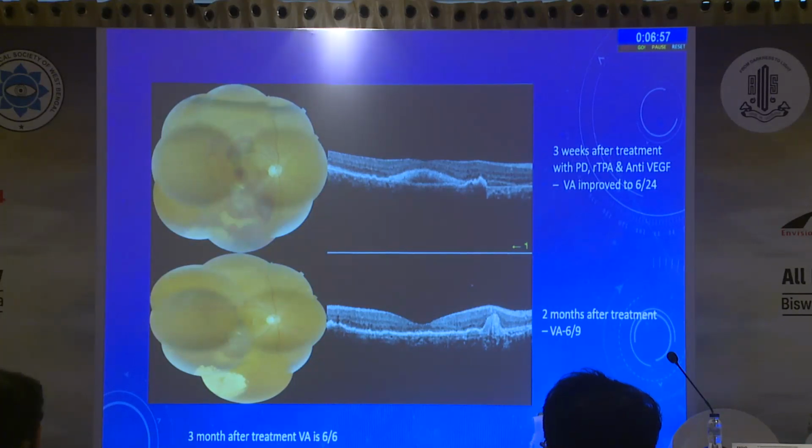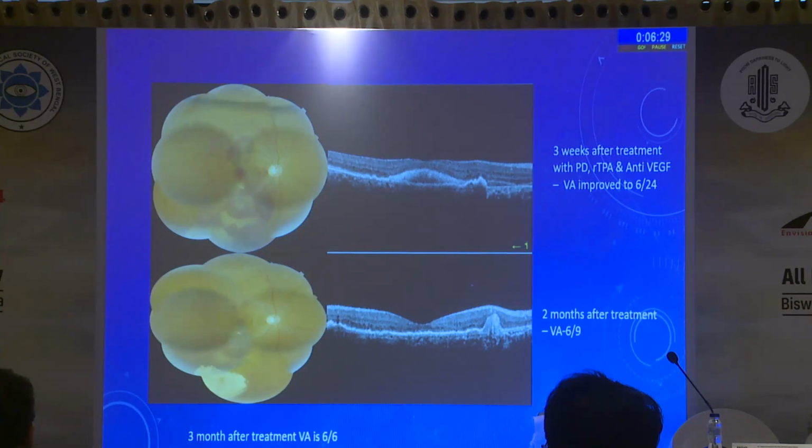After 3 weeks, you can see the hemorrhage has subsided pretty well, and the vision has improved to 6/24. We had given the loading dose of anti-VEGF following the surgery as well. After 2 months, it improved to 6/9, and at 3 months it was 6/6. The patient is pretty happy. So not necessarily all the time do we have to go for subretinal tPA. Intravitreal tPA does pretty well in many cases.